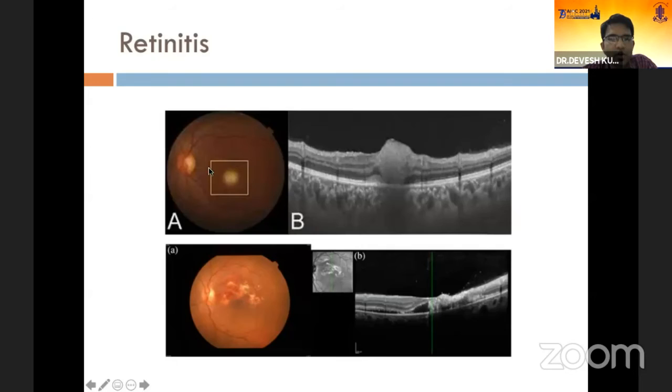Coming to the inflammatory disorders, in retinitis, OCT can help us determine the posterior vitreous cells. They can be made out on high resolution OCTs, and there will be edema and increased hyperreflectivity of the inner retinal layers. We can also make out whether the underlying choroid is affected or not, whether it is an isolated retinitis case or a retinochoroiditis case.